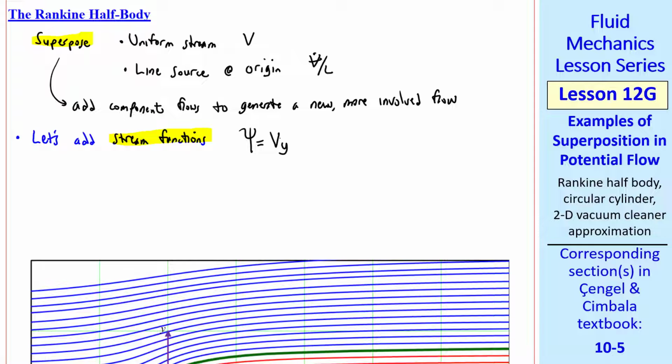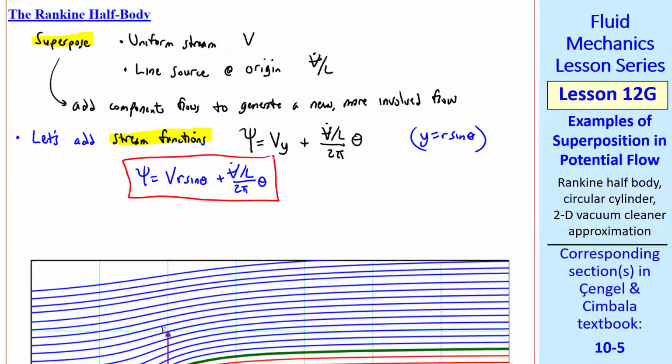The superposed flow is the sum of the free stream flow, where psi equals Vy, and the line source at the origin, which has a stream function V dot over L over 2 pi times theta. But y equals r sine theta, so we'll put everything in cylindrical coordinates. So this is our stream function for this new, more involved flow.